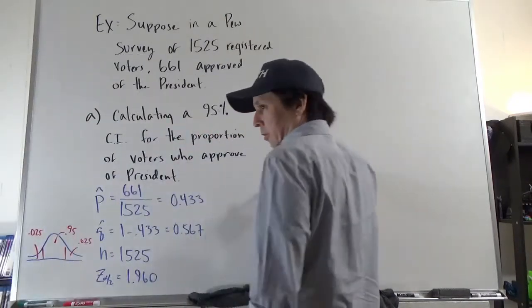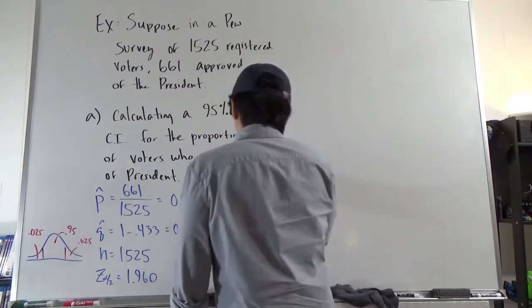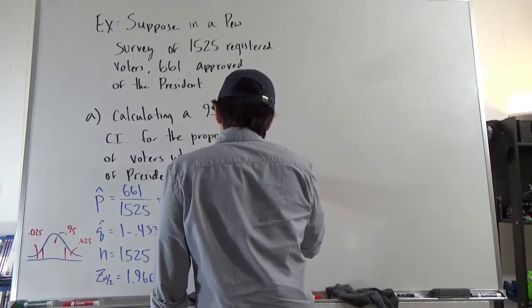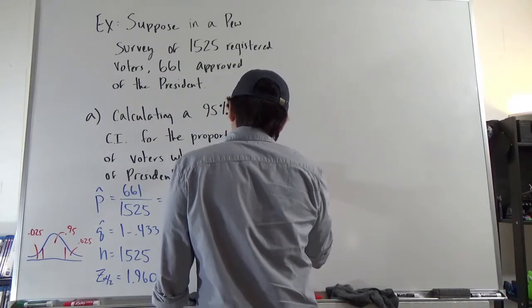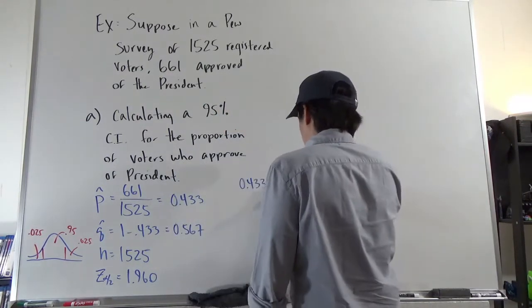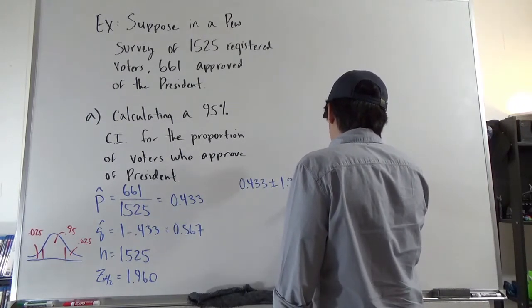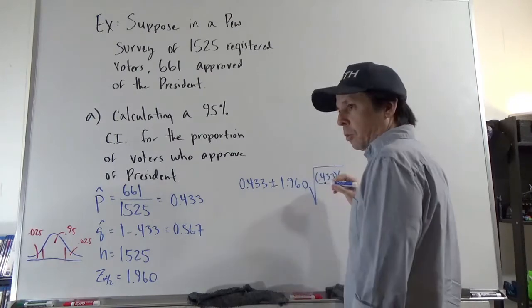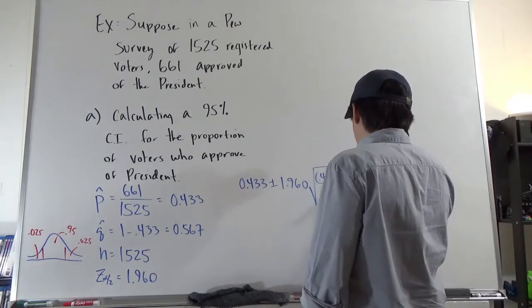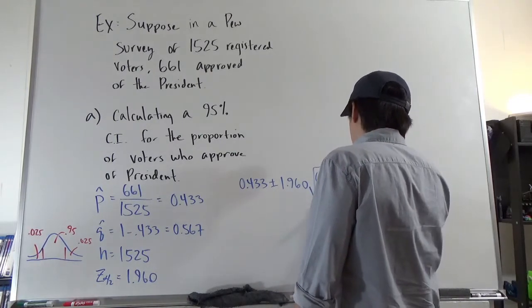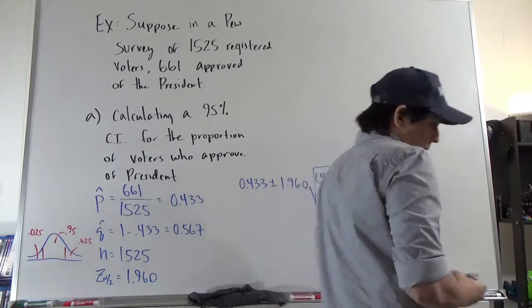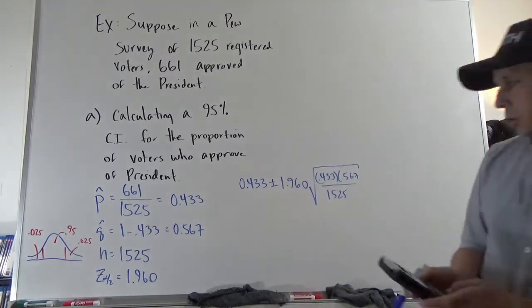Let's put it all together. I'm going to do it right here, I guess. Okay. p-hat plus or minus 1.960 times the square root of 0.433 times 0.567 divided by the square root of 1525. As usual, margin of error first.